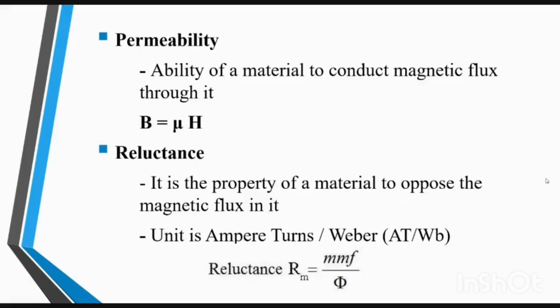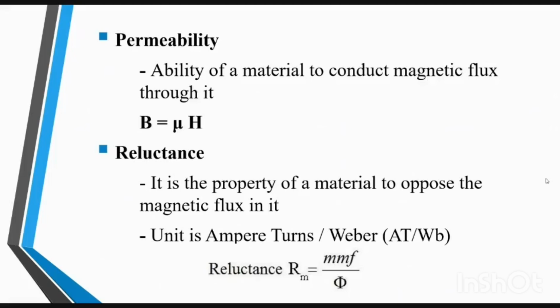Permeability. It is the ability of a material to conduct magnetic flux through it. That is, the magnetic flux density B is directly proportional to the magnetizing force H. That is, B is directly proportional to H. That is, B equal to mu H, where mu is the constant of proportionality and it is called the permeability of the magnetic material.